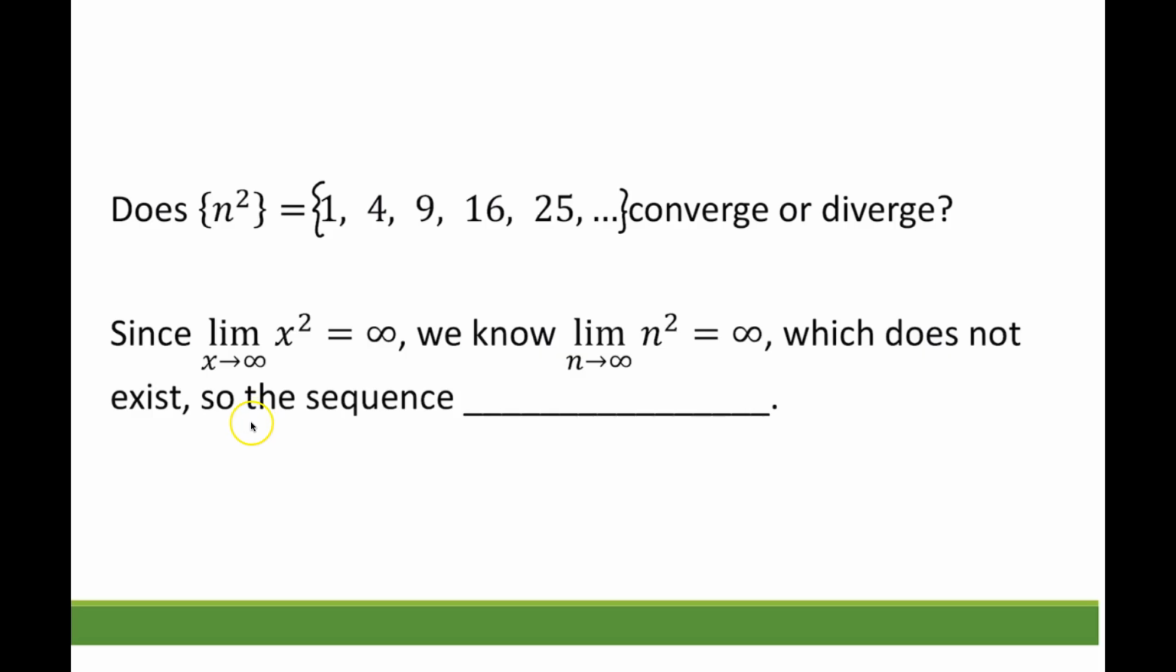And that does not exist. That's not a real number. So the sequence diverges. And hopefully we could see that by seeing the terms listed out, because these numbers are getting bigger and bigger and bigger, so they're not going to get close to any one real number.